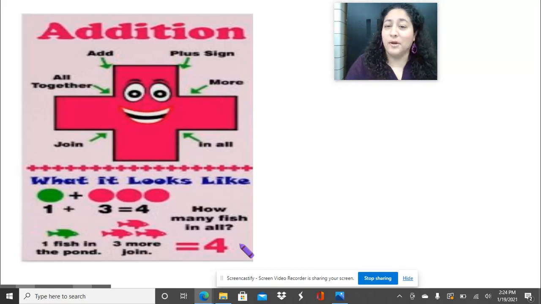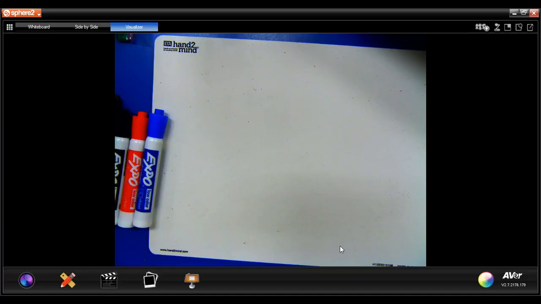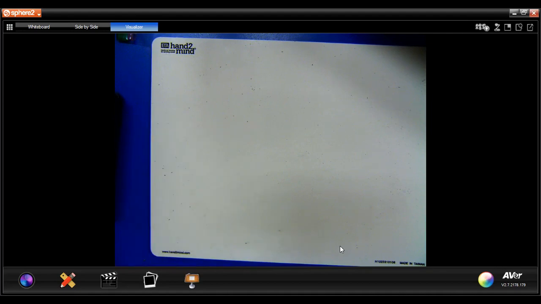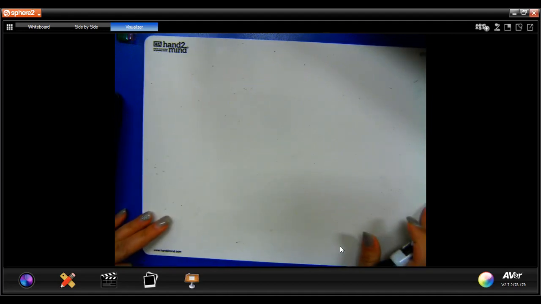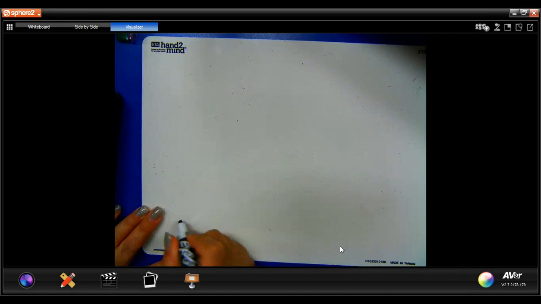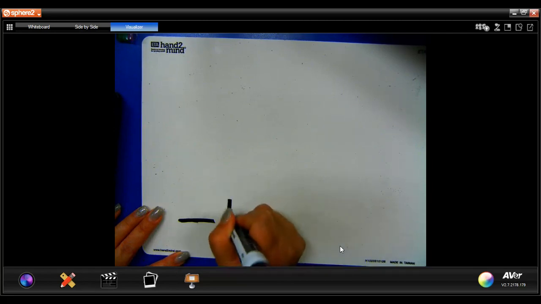Just bear with us. All right, so let's start with an activity to help us understand what addition means and how we do it. The first thing I want to do is explain what a number sentence or an addition sentence looks like. When we're talking about our number sentence, in this line right here, we put a number. And then we put a symbol here of what we're doing. And in this case, we're doing addition.